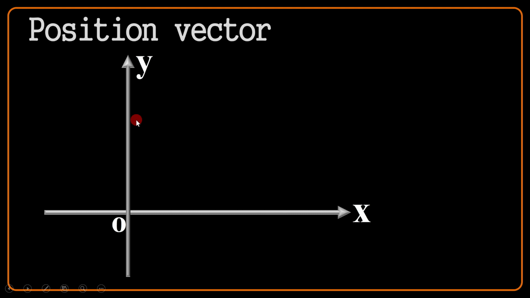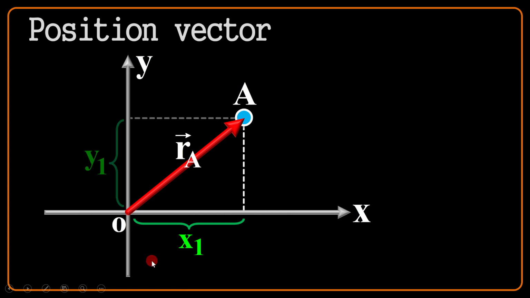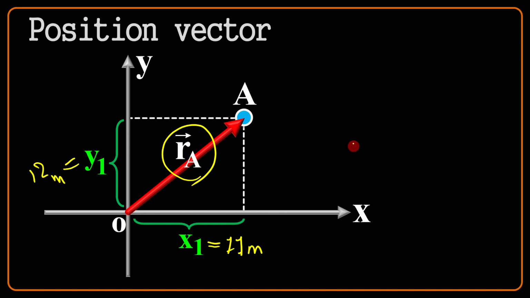So let's establish a Cartesian coordinate system like x, y, and then let's put the object here, A, and I draw the position vector from the origin to the location of the object. To add more details, I can have a horizontal component x1 and also a vertical component y1. Here I am going to write r based on x and y. Suppose that, let's say x1 is 11 meters, and let's say y1 is 12 meters. So maybe I can write r is equal to 11 plus 12.